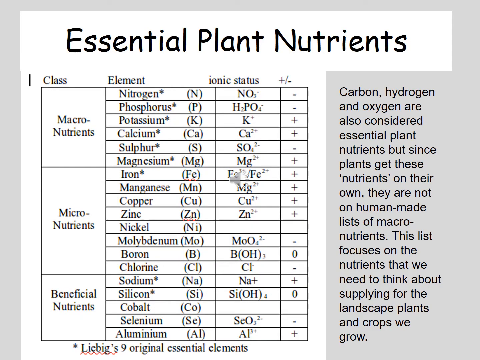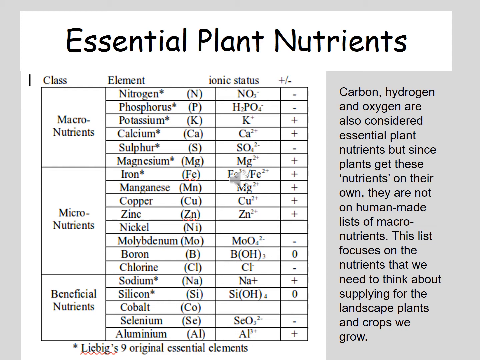And another slide organizing the different micro and macronutrients into different categories. So we've got macronutrients: nitrogen, phosphorus, potassium, calcium, sulfur, magnesium. And most fertilizers are focused on nitrogen, phosphorus, and potassium. Those ones are kind of the biggies for plant growth and production. Micronutrients: iron, manganese, copper, zinc, nickel, molybdenum, boron, chlorine. And then some other nutrients that are sometimes included in these lists are sodium, silicon, cobalt, selenium, and aluminum.